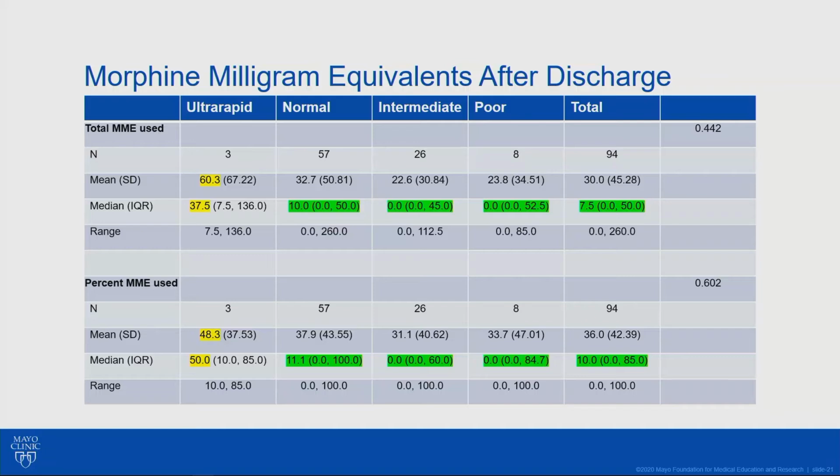Although these values on this slide were not statistically significant owing to the small numbers in our ultra-rapid category, as I'd said, there were only 3, there was a signal of ultra-rapid metabolizers using more MMEs even once they were discharged home. And of course, we need further studies with larger numbers in this ultra-rapid category to determine whether this is truly a signal or just noise, but it does give us a direction to move forward.